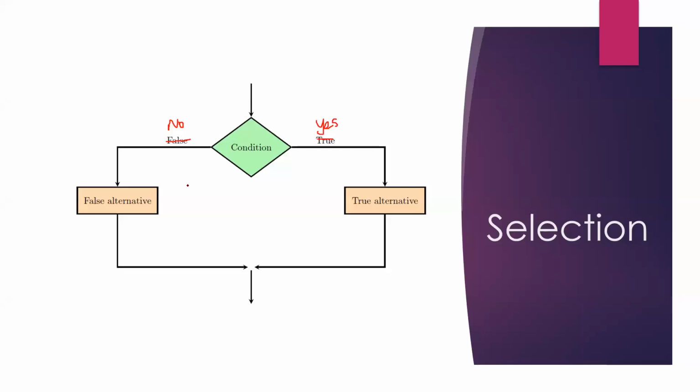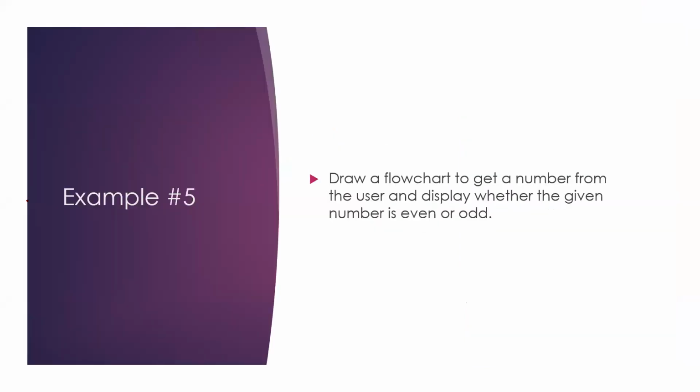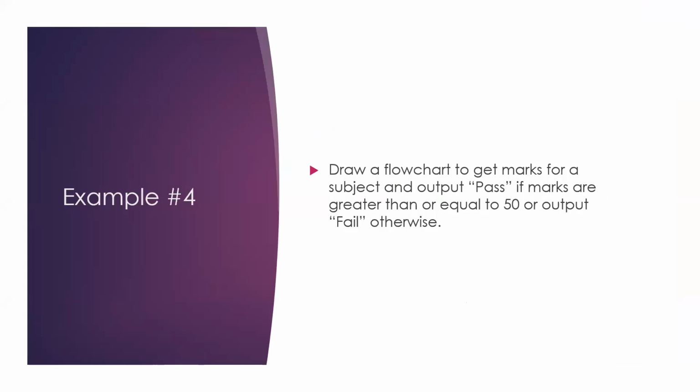Example. So let's look at an example for selection. Let's take down this. Draw a flowchart to get marks for a subject and output pass if marks are greater than or equal to 50, or output fail otherwise.